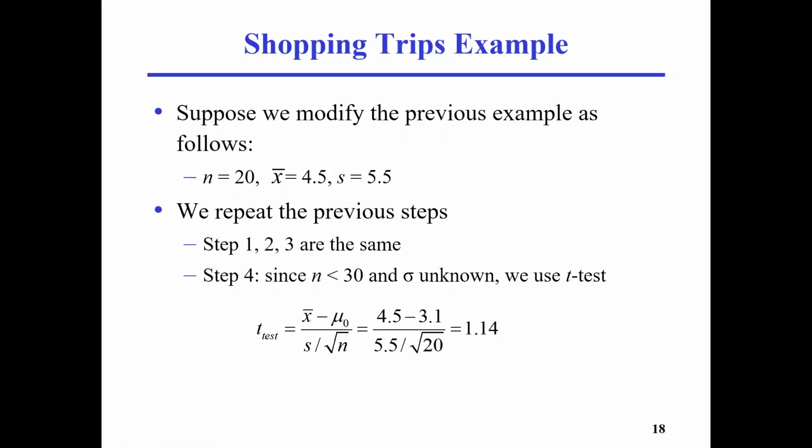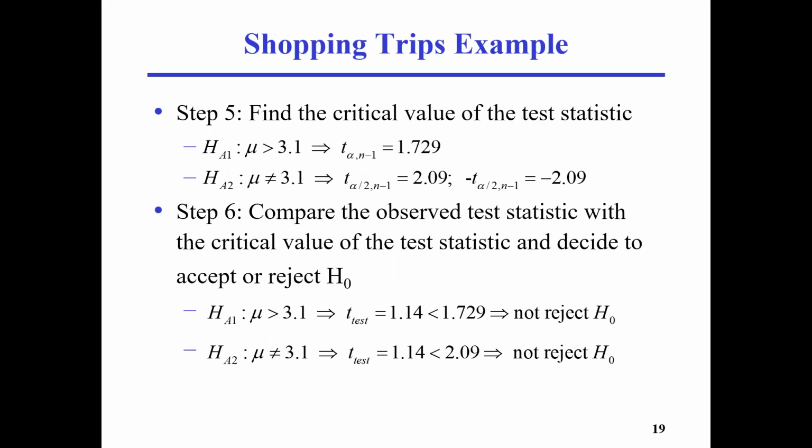We need to find out the critical values, right? Find the critical value or values of the test statistic. For alternative A1, let's say we do a one-sided test, and mu 0 is still equal to 3.1. Then we need to use alpha and n minus 1 as the degrees of freedom to use table A3 to find the critical value, which is 1.729.